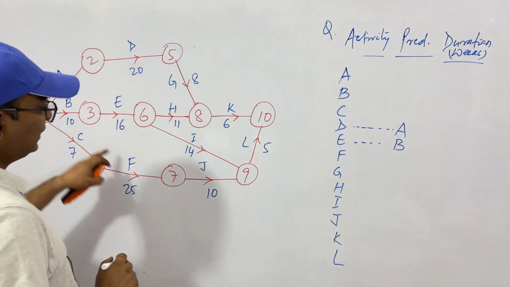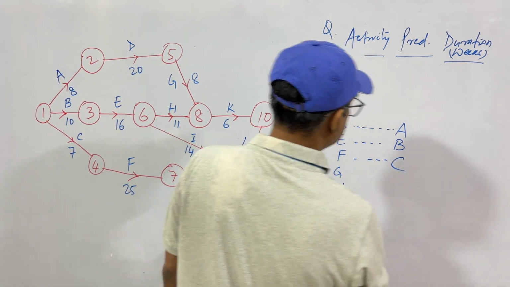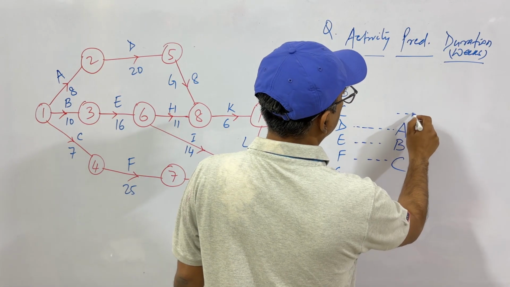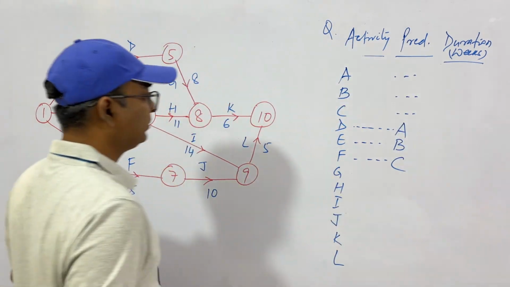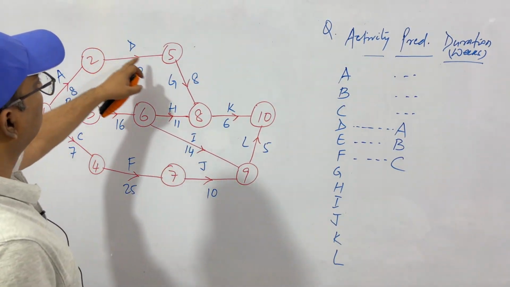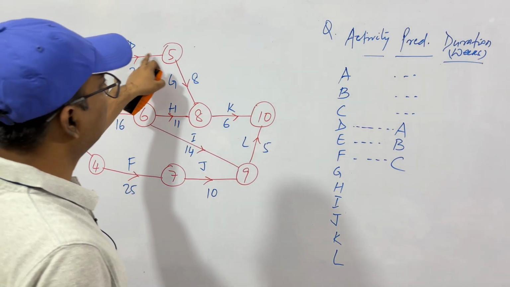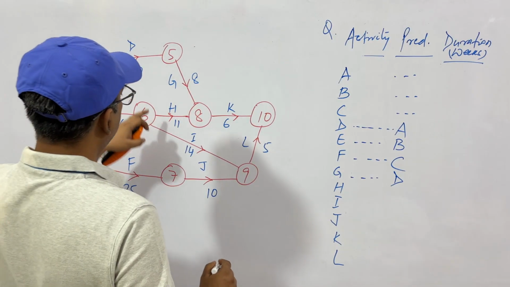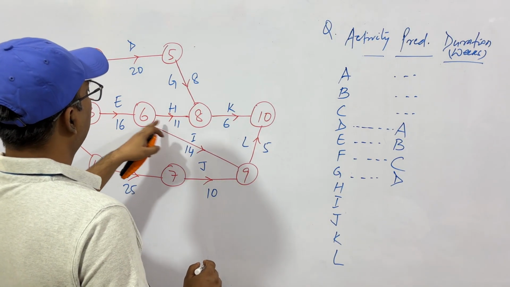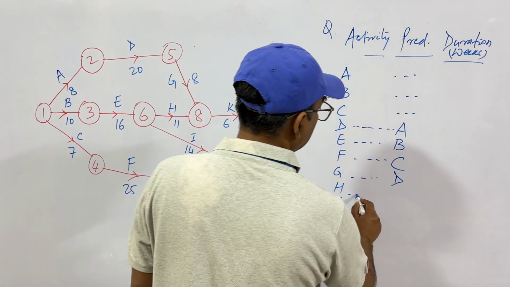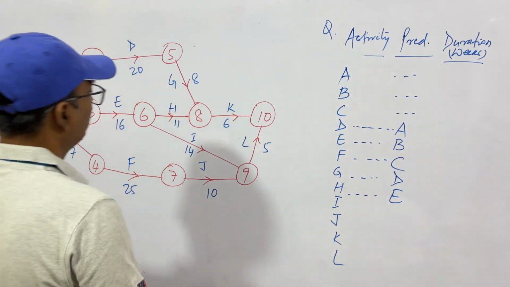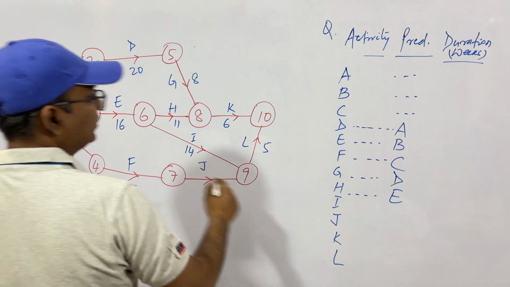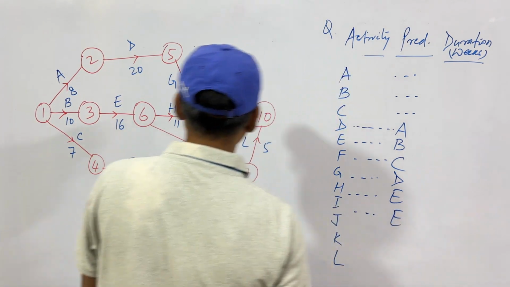Then F requires C as predecessor. Okay. But A, B, C don't have any predecessor, so just blank. Then what about G? G starts after D. See, D has completed, then G starts. So we'll write here D. Then we'll have H. H starts after E. Let's see I. I will also start after E.